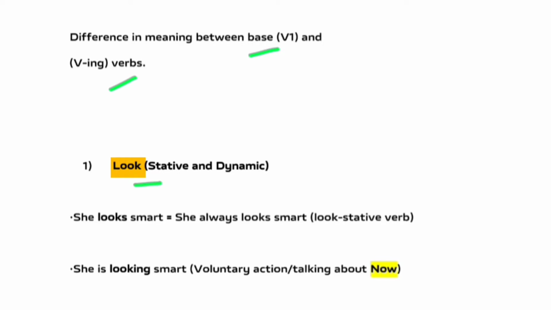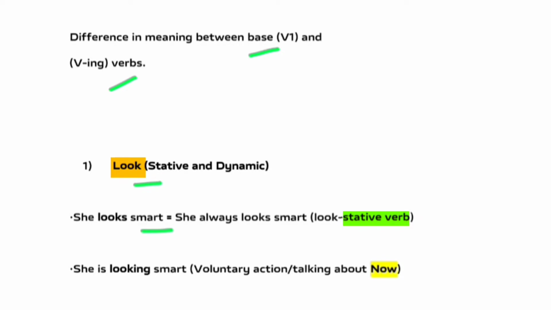Look is stative and dynamic also. Let's see some sentences. She looks smart means she always looks smart. There is nothing new in her appearance, and the verb look is stative because it means seem or appear here. Stative verbs are those which show the impression that we receive through our five senses.